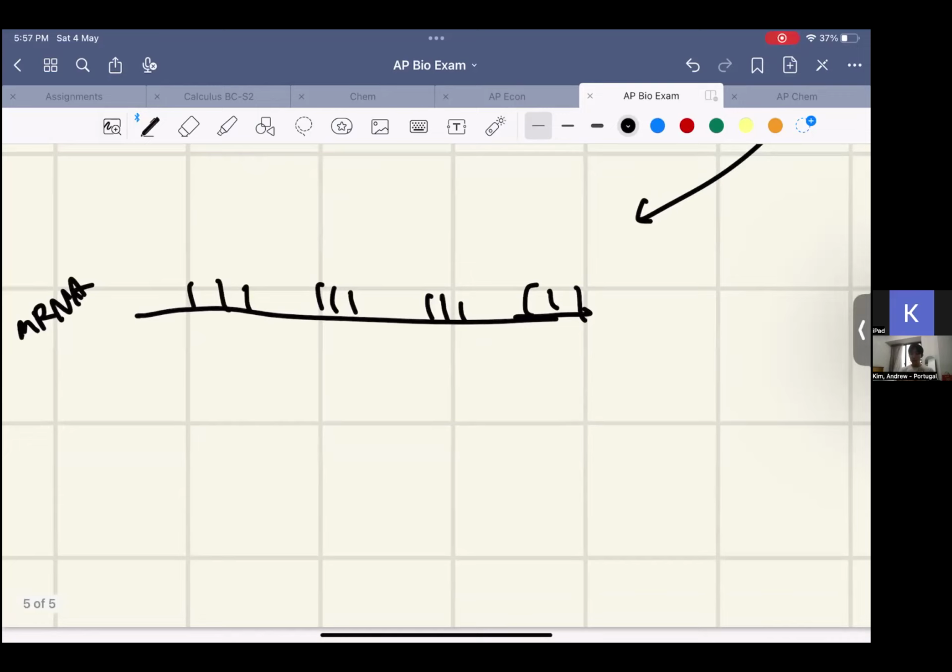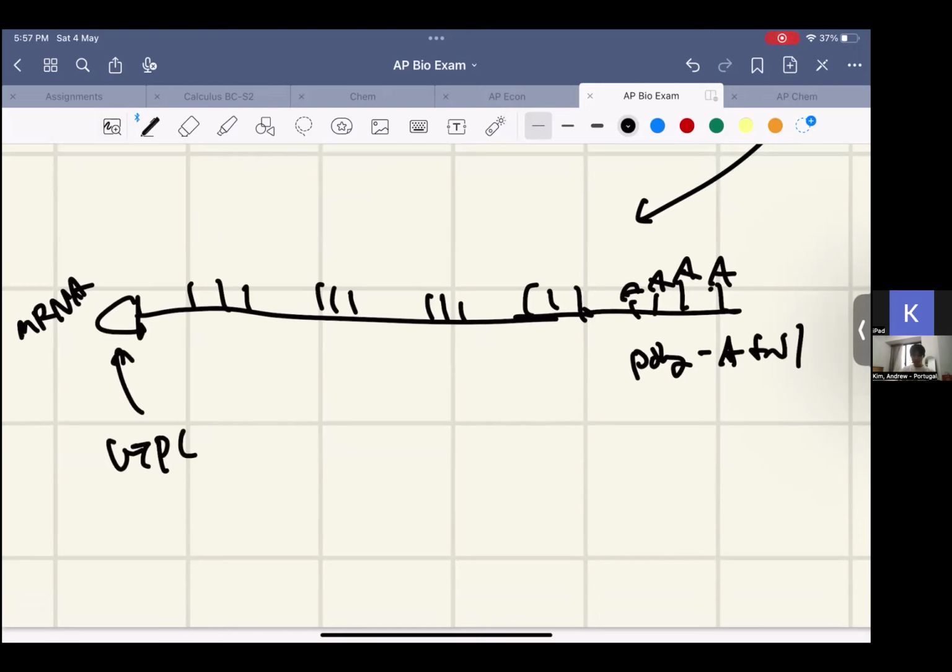How it happens is, first, you add something called a poly A tail. The reason why it's called a poly A tail is because it adds adenines at the end of this RNA strand that mRNA has copied. So it adds this A tail at the end. And at the very front, you add something called a GTP cap. Be aware, it's not ChatGPT, but GTP, okay? You add this GTP cap.